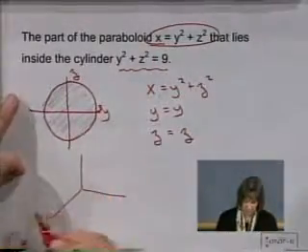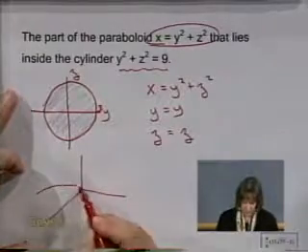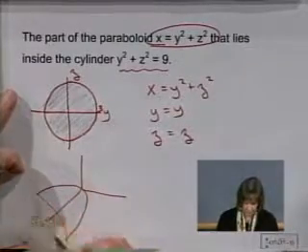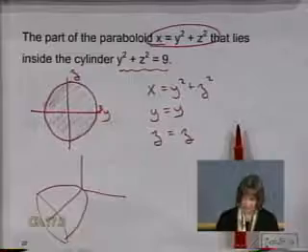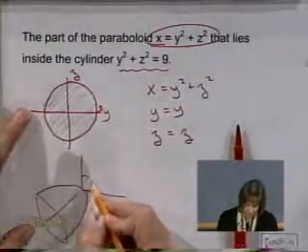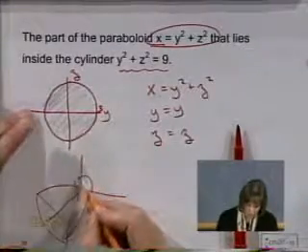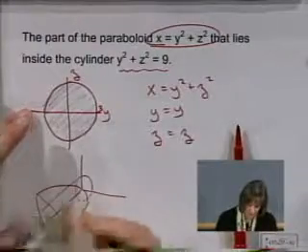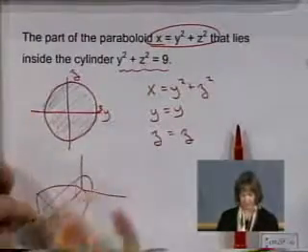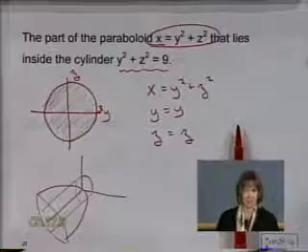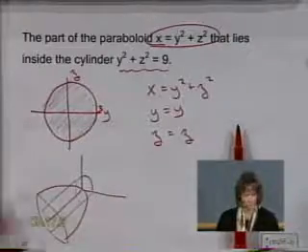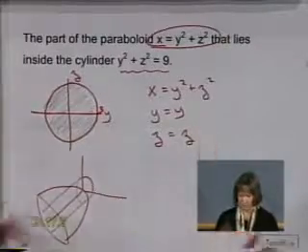If you want to picture what this looks like, x equals y squared plus z squared is a paraboloid that's coming around like this. But y squared plus z squared equals 9, you're taking just the part that's inside there. That's the part that gets cut. You don't even have to really picture it, though. We could just let the mathematics take care of it for us.